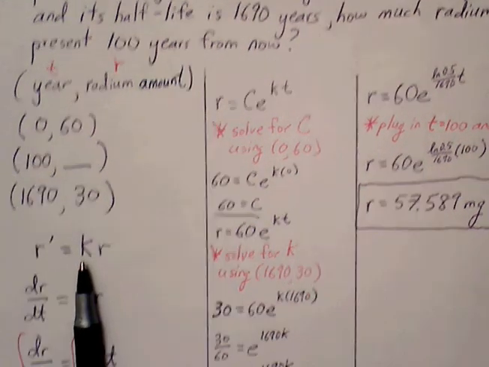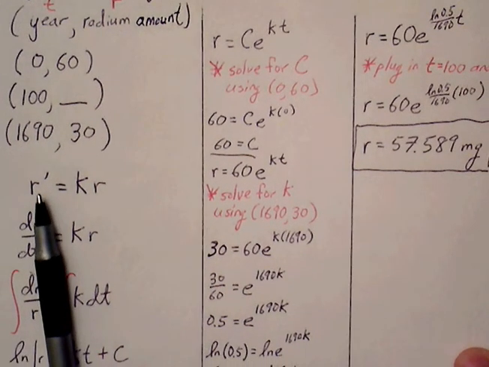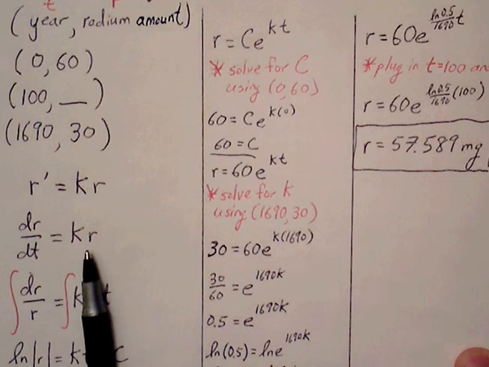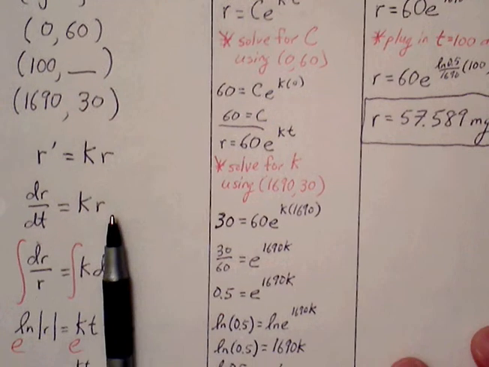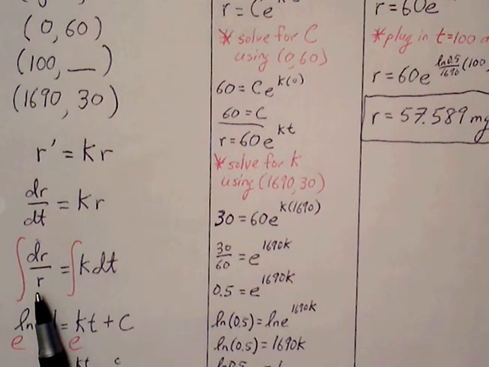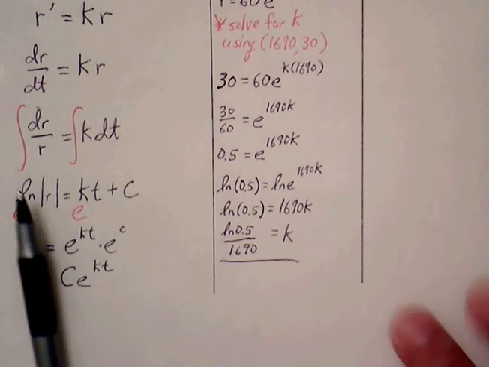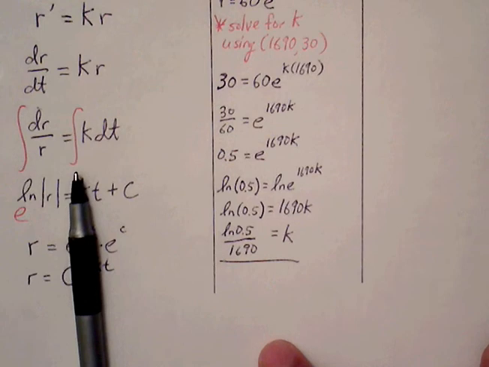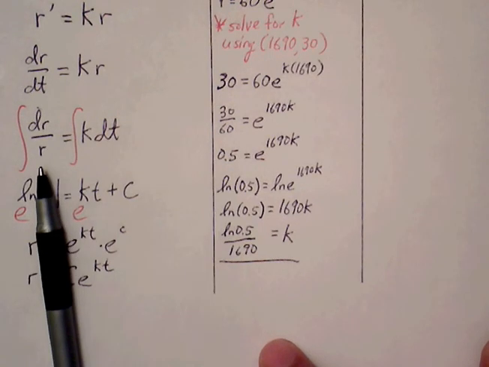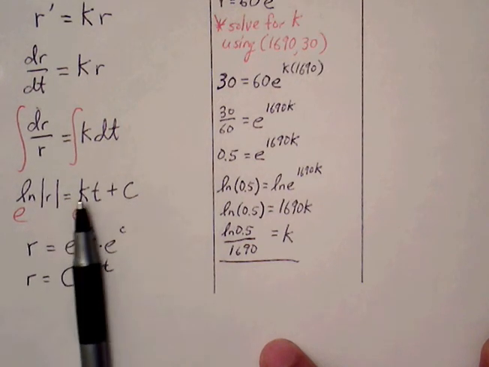Next step, we are going to rewrite r prime in a more specific form. So dr over dt is equal to kr. Separate the variables. Let's get the r on the left, everything else on the right. So dr over r is equal to k dt. Take the integral of both sides. Once we separate the variables, we want to begin solving for r. So this is in the form of 1 over u du. So natural log of absolute value of r is equal to kt plus c.